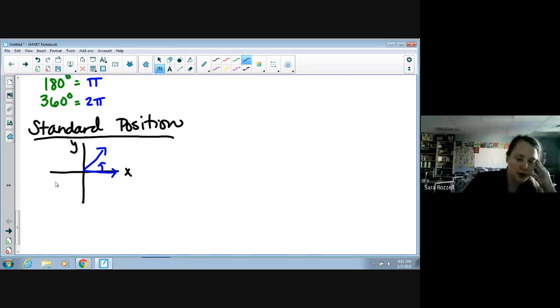So this one's a positive one. Your initial side is always on the x-axis. The other side that's floating out in space somewhere in your coordinate plane, that's your terminal side. This is called the initial side. It's where you start. This one is your terminal side, where you stop. Initial, and it goes up to the terminal side.